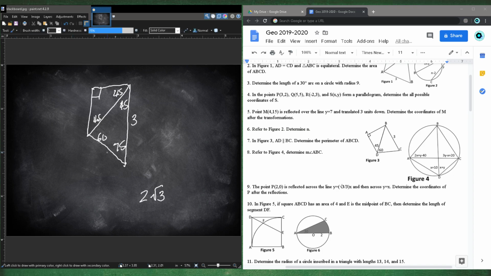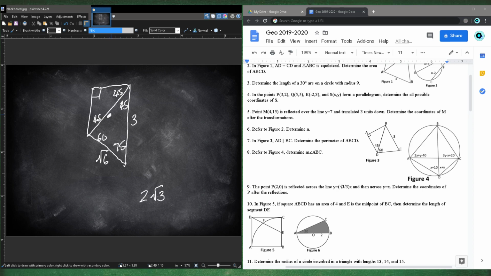So that means to find this length, which is across from the 45, right? We have to find x divided by sine of 45. So sine of 45 is square root 2 over 2. So 2 square root 3 times square root 2 over 2. That's going to cancel out the 2, and that makes square root 6. That means x is equal to square root 6. Okay, so we got that part done. So x is square root 6. Okay, so we got one of the side lengths.